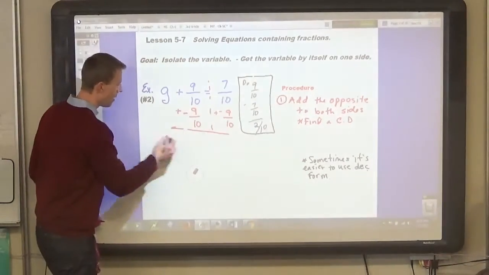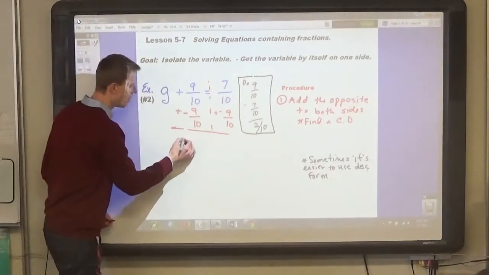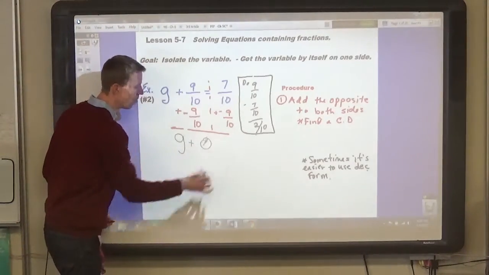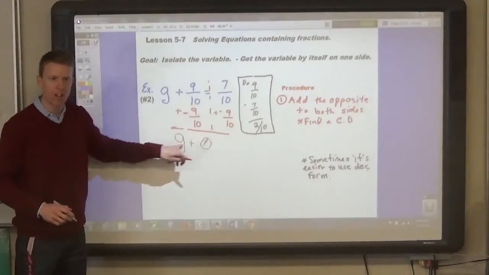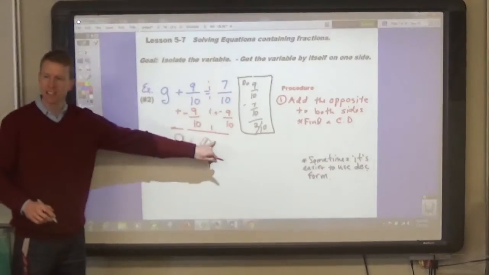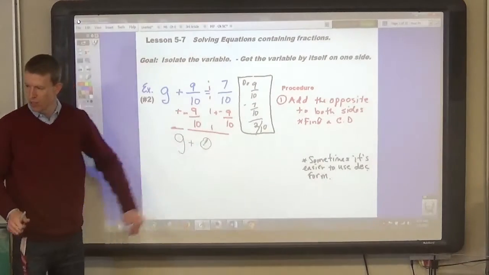We have to get, on the side with g, we have to get g plus 0. Okay? This is called the identity property of addition. When you add 0 to a number, what do you get?